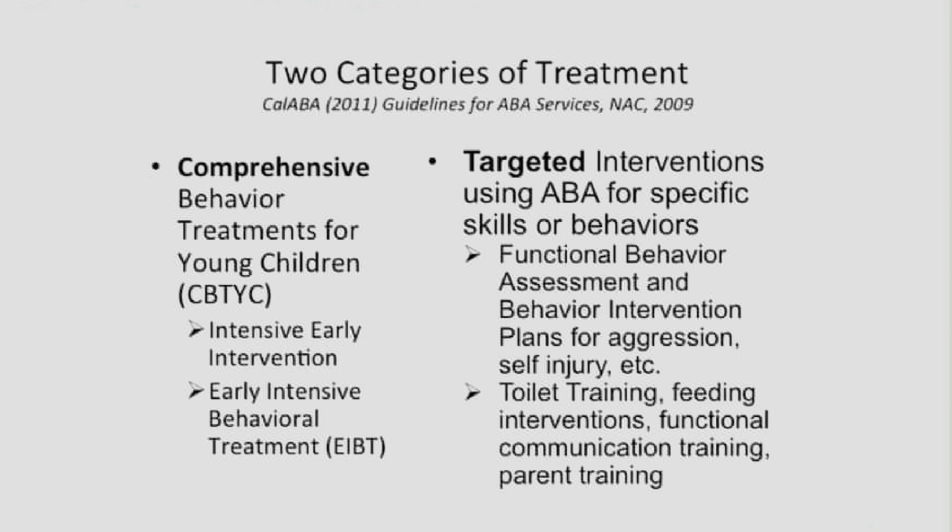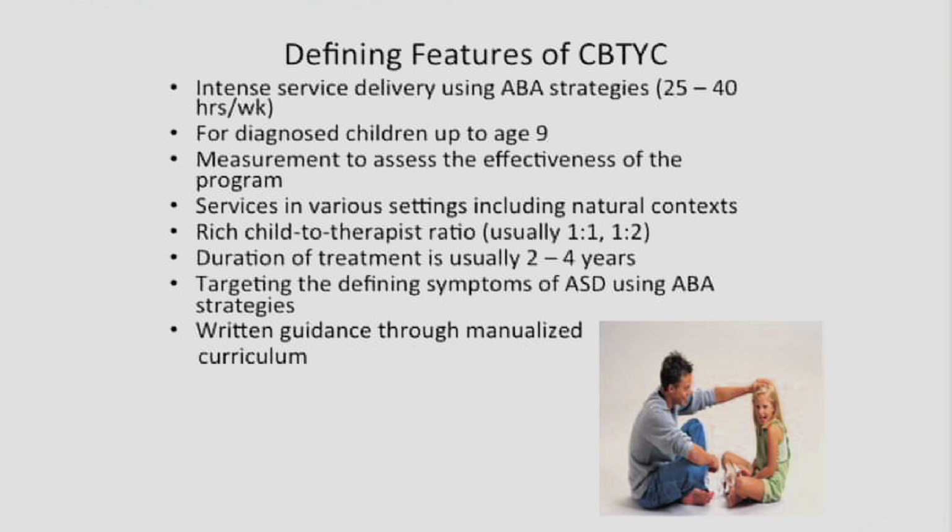where you're addressing a multitude of different behaviors and skills early on to try to really ameliorate some of the symptoms of autism. So let me talk first a little bit more about comprehensive behavioral treatments for young children. This is an intensive service delivery model, usually 25 to 40 hours a week of therapy. And it's been identified as effective for children up to the age of 9. Now, certainly that doesn't imply that you start the intervention at 9.